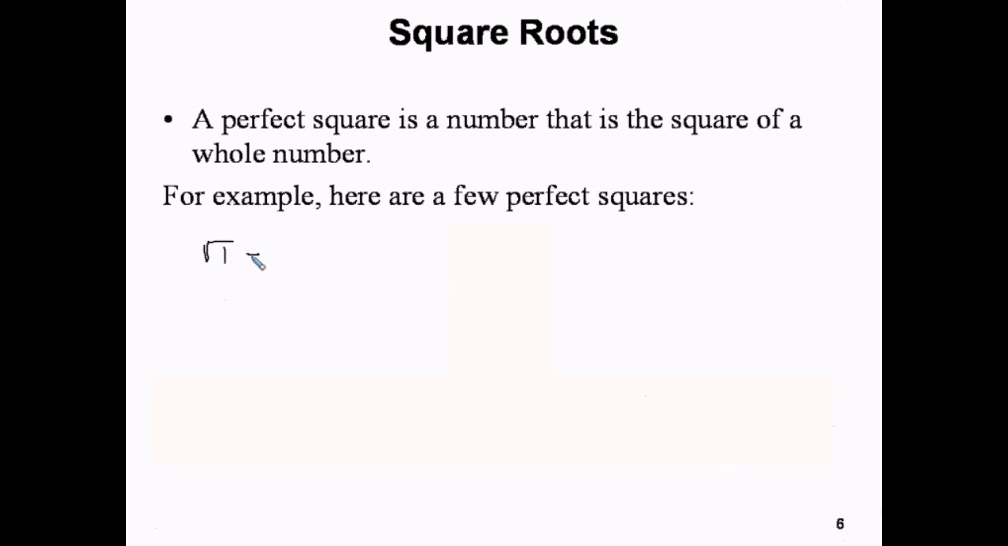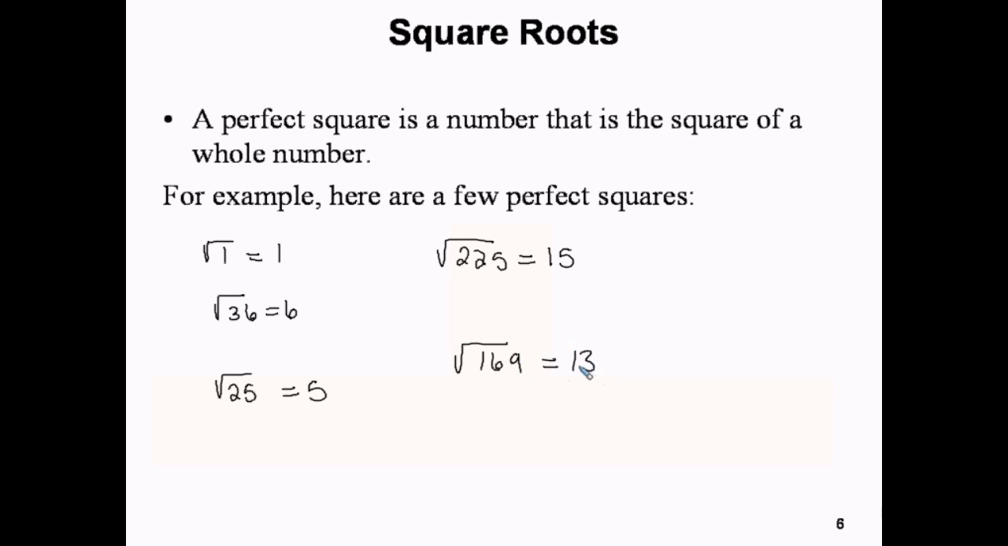Square root of 1 is 1. Square root of 36 we just did is 6. Square root of 25 is 5. Square root of 225 is 15. 169 is 13. Okay. And I'm giving you the principal square roots on all of these. If I throw in the -2, it's both, but this is the principal square root, the main one.